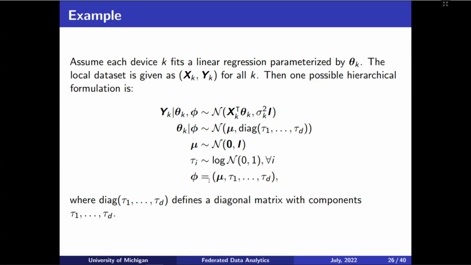Here, phi is equal to the collection of all the mu and all the tau. We then impose some prior on mu and tau, which, for example, we just impose a standard normal distribution for those parameters.